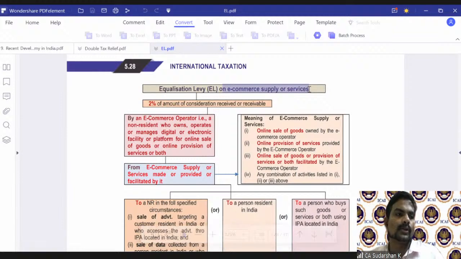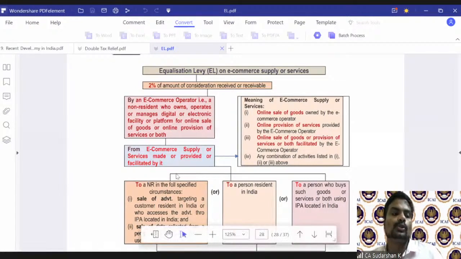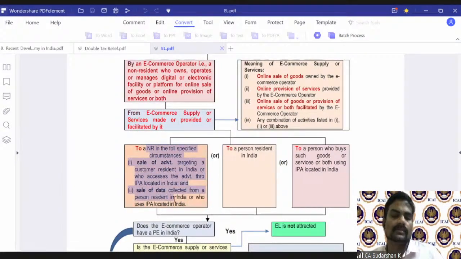Equalization levy on e-commerce supply of services: 2% of the amount of consideration received or receivable by an e-commerce operator. That is a non-resident who owns, operates or manages a digital or electronic platform, and he gets this amount from e-commerce supply or services made or provided by it. What is an e-commerce supply? We've already seen this. To whom should these supplies be provided? It should be to a non-resident in the following specified circumstances.